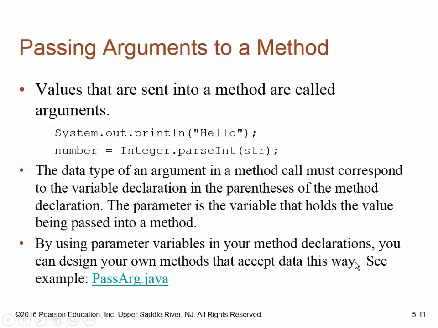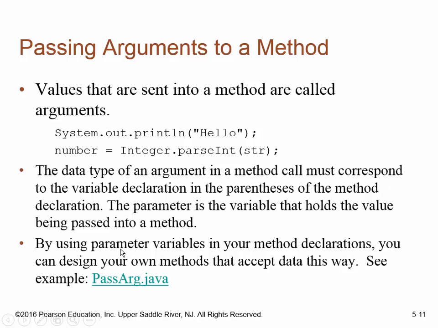All right, you can pass arguments to a method, and you've done this already. Here's a couple of examples. Anytime you say system.out.print or println and you put something in between the parentheses, that's an argument that's being passed to the println method. Anytime you do an Integer.parseInt, whatever you pass into that, that's an argument into the Integer.parseInt method. So as it says, the data type of an argument in a call must correspond to the variable declaration of the parentheses. System.out.println expects typically a string to be put in there.